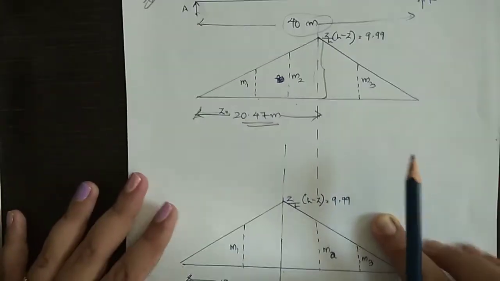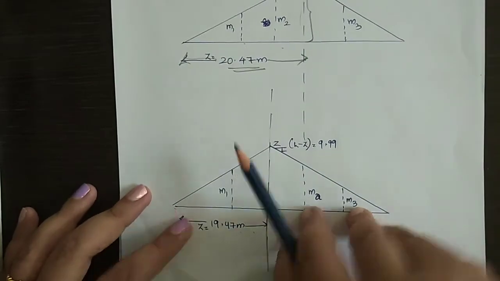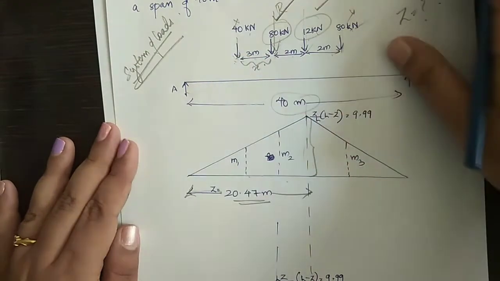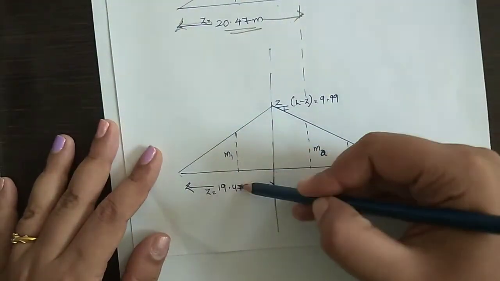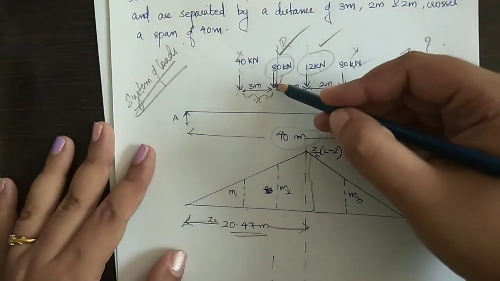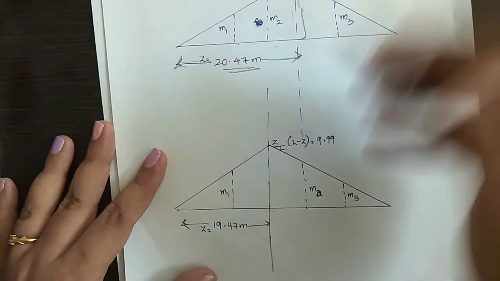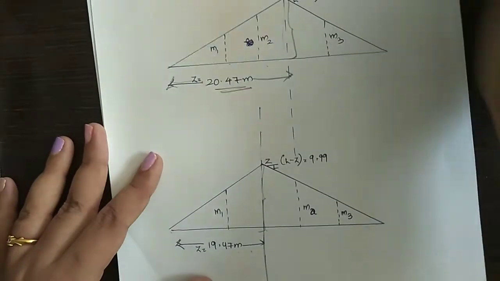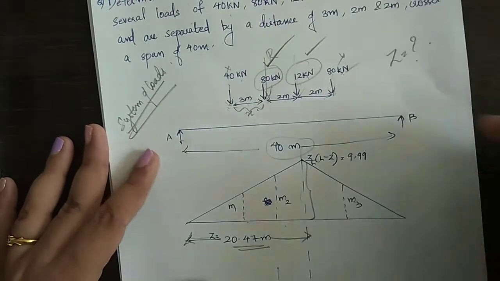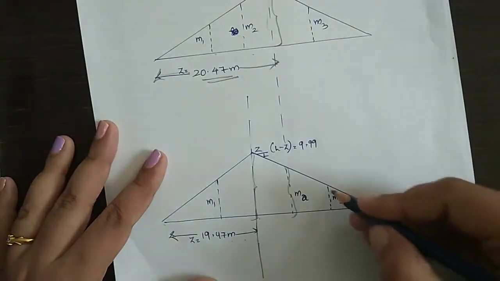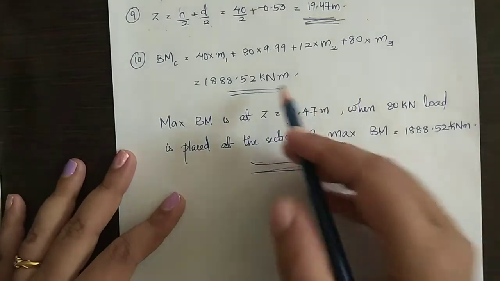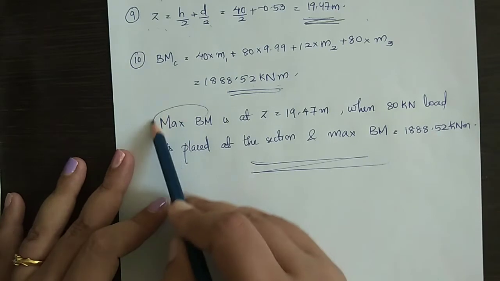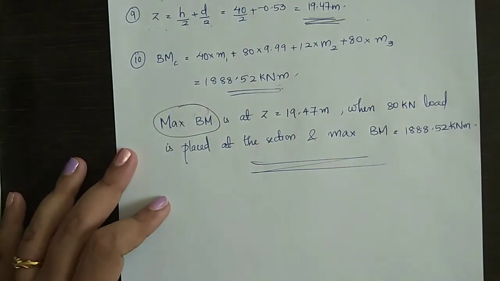Now the equation for bending moment can be written as 40 into M1 plus 80 into Z by L into L minus Z plus 12 into M2 plus 80 into M3, and this comes out to be 1888.52 kilonewton meter. Now we are asked to find out the maximum bending moment.